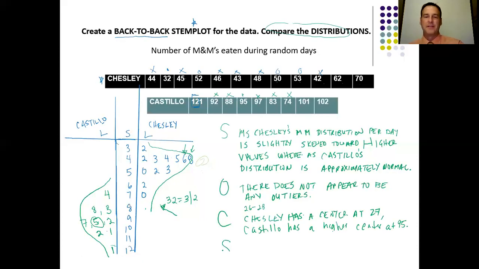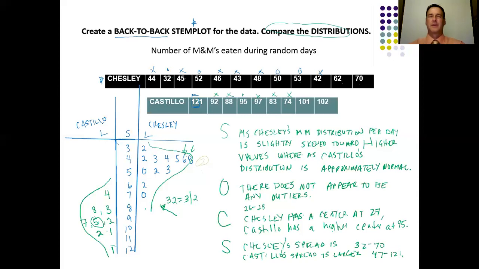All right, finally is the spread. Who has a larger spread? Well, if I look at Chesley's, her low value, remember I don't subtract this, Chesley's spread is, and we'll just say from 32 to 70. Castillo's is 47 to 121, and I think his is a little bit larger. And so I'll say that Castillo's spread is larger. I'm going to write it out. It's from 47 to 121. All right, and there you go.